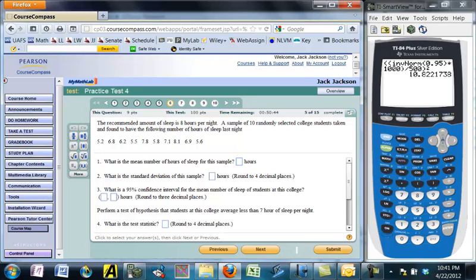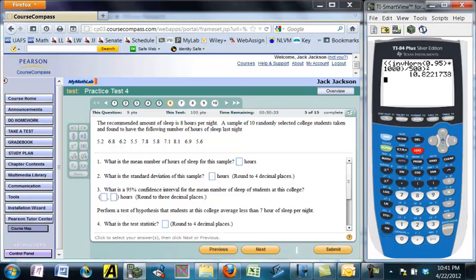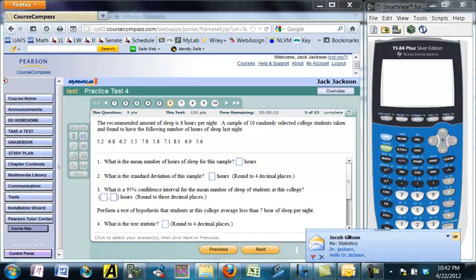The recommended amount of sleep is 8 hours per night. A sample of 10 randomly selected college students was taken and found to have the following number of hours of sleep. Okay, I've got some data. I'm going to type this in. So I'm going to go to Stat Edit. Let me go ahead and just clear out these lists that I was using earlier. By the way, while I'm at it, let me clear that and turn off my stat plot. You should always do that when you finish a stat plot of any kind.